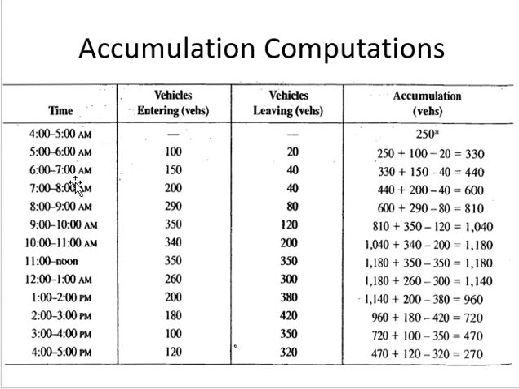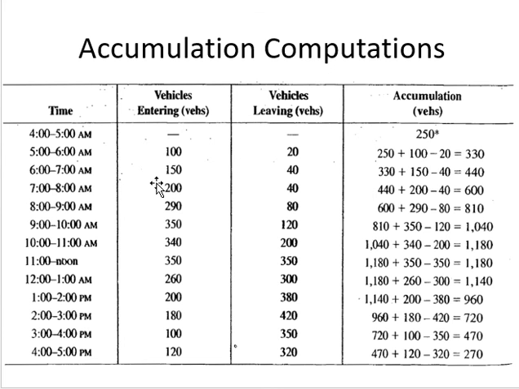Obviously from 5 a.m., according to them the activities have started. So 100 vehicles entered in this 1 hour, 20 left. 250 were already in the area, 100 more entered and 20 left. So how many are in the area? 250 plus 100 who entered minus 20 who left: 250 plus 100 is 350, minus 20 is 330 vehicles now in the area. So you must have a parking capacity of 330.